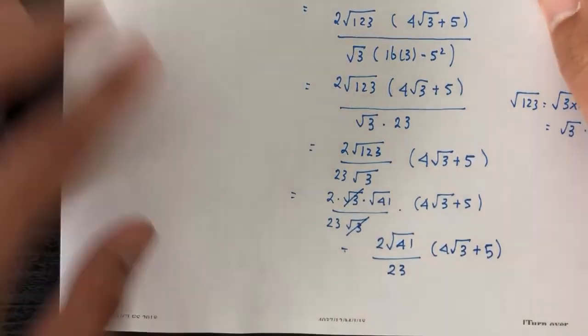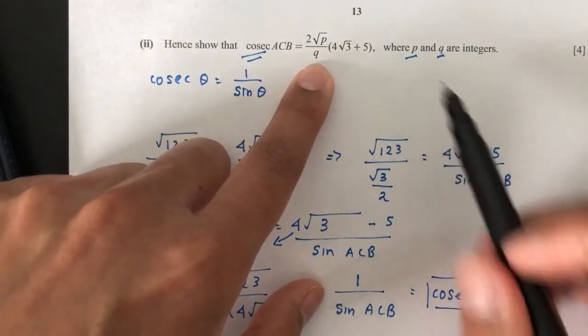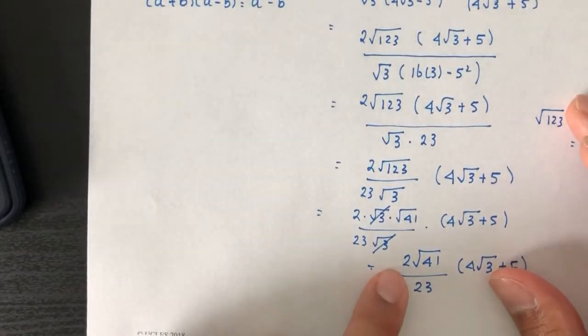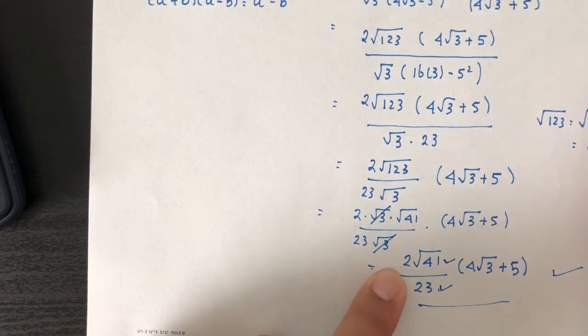Let's compare the answers. It should be 2, and P and Q are integers. So let's check. It should be 2 here. P and Q are integers. So this is your answer for question part 2 of number 10.